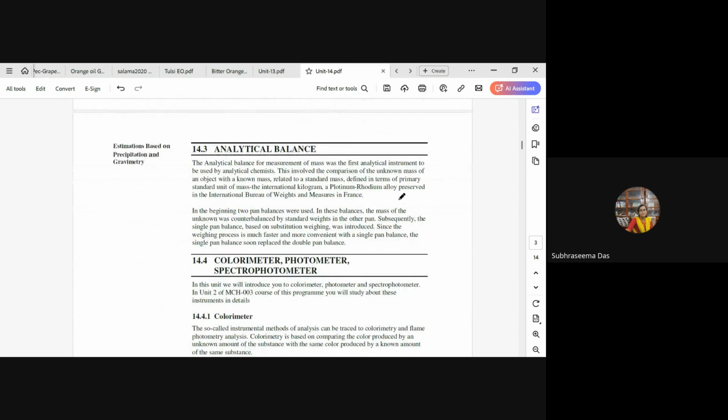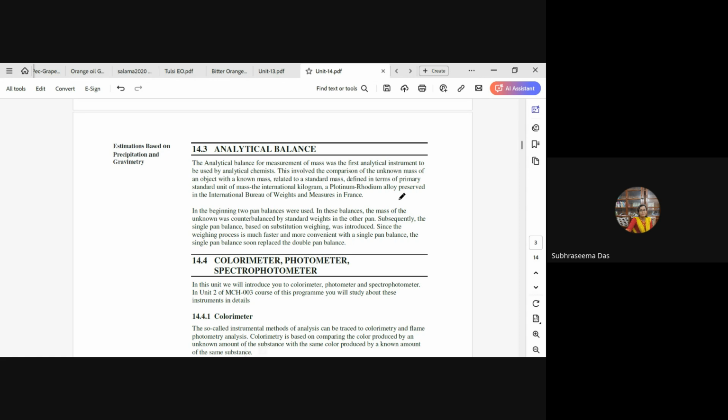Then coming to the first, an analytical balance. So a balance is the first instrument which measures the mass of a substance. This involves the comparison of the unknown mass of an object with a known mass, which we call the standard mass. It is defined in terms of the primary standard of mass, that is the kilogram, as defined by the International Bureau of Weights and Measures in France.